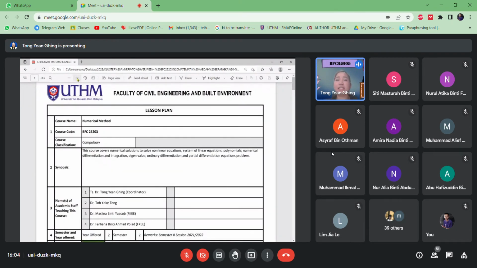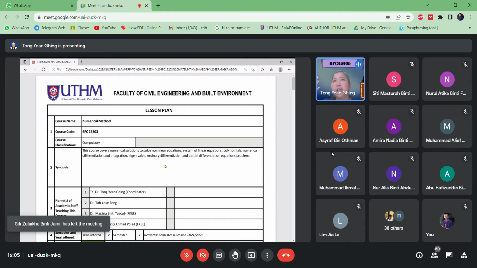So this is a lesson plan for the BFC 25203 numerical methods. In this course, it will cover the numerical solution to solve nonlinear equations, system of linear equations, polynomials, numerical differentiations, integration, eigenvalue, and also ODE and PDE. So I guess you may be familiar with those topics. Some of them you already learned in calculus and also your engineering mathematics before, right?